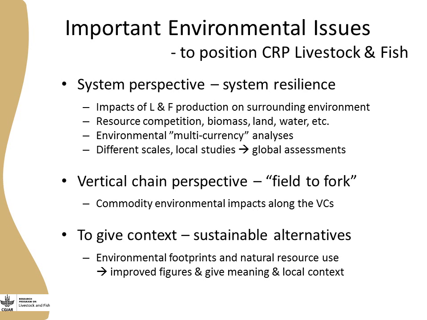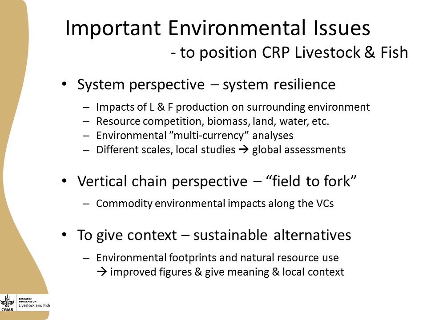As we know that everyone who works with livestock or fish production, we have to look upon this entire activity from a system perspective. We should use a system resilience perspective, and we should look upon how livestock and fish production impact the surrounding environment. We should look at resource competition for biomass, land, water. We should move from single currency, for example, only looking at greenhouse gases, to use a multi-currency approach to see trade-offs. We should assess different scales. For example, if we have interventions at the local scale with feeds and forages, how does that play out on the basin, national, regional, or even the global scale?